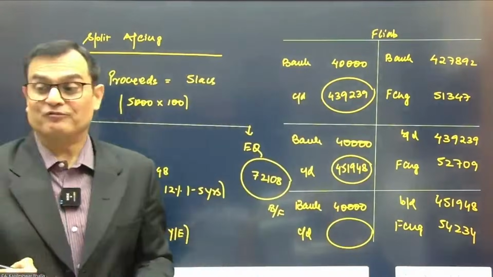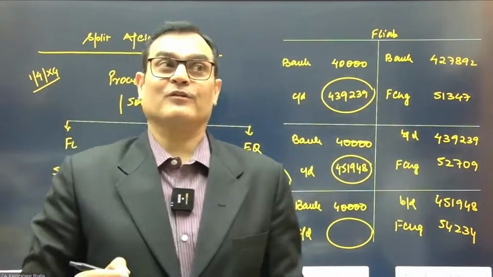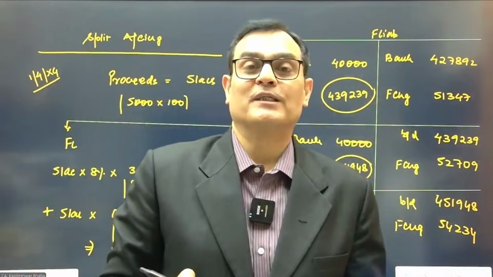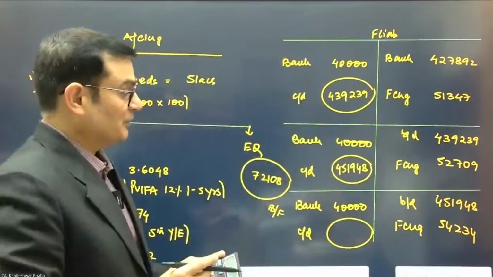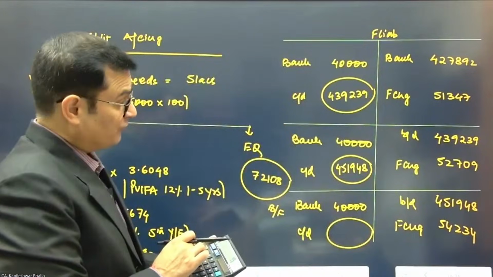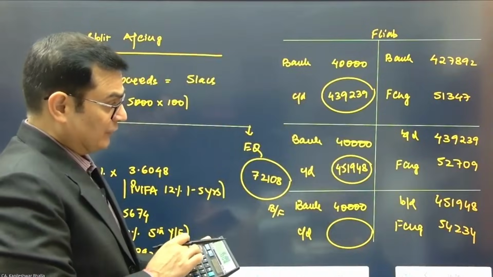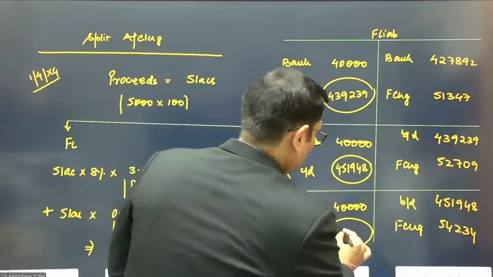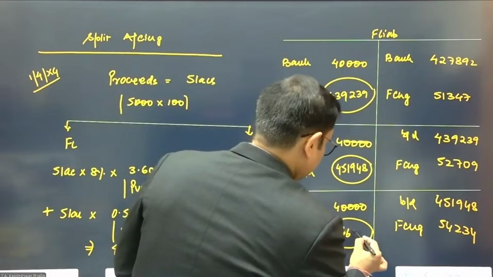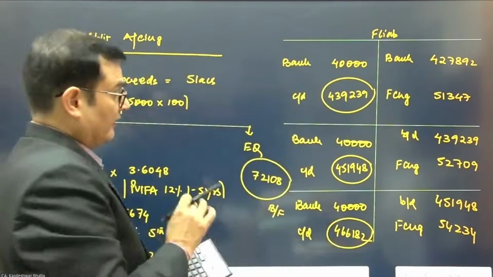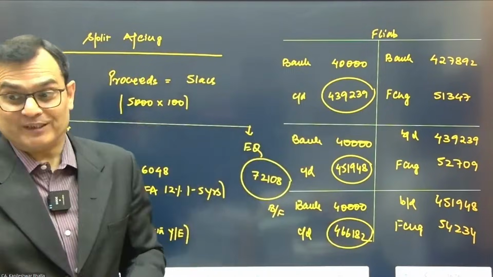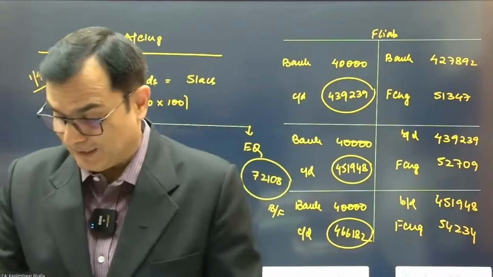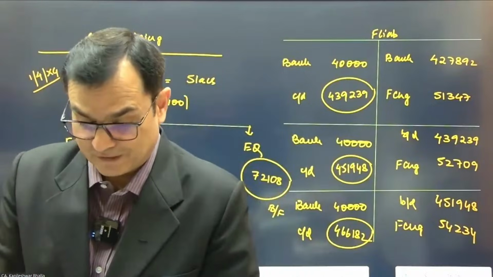So as we're going to proceed in financial instruments, you're going to see a lot of computations taking place. So you'll be doing a lot of calculations also. 451,948, 54,234 minus 40,000. That's, I think, 466,182. I hope, friends, my calculations are correct because I'll need all this. So I hope the calculations are going perfectly well.